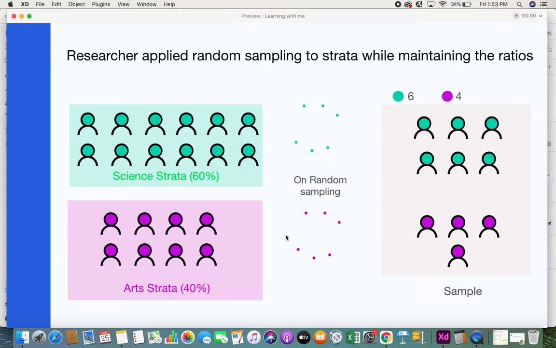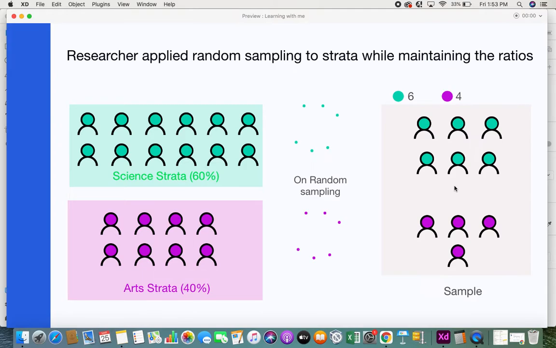So now you get a sample, and when you look at it, it is definitely a representation of the strata, that is, of your whole population. The ratios match, the people from each strata match, and therefore it's a representation. So 6 and 4 gives you your sample. This is the gist of what stratified random sampling is.